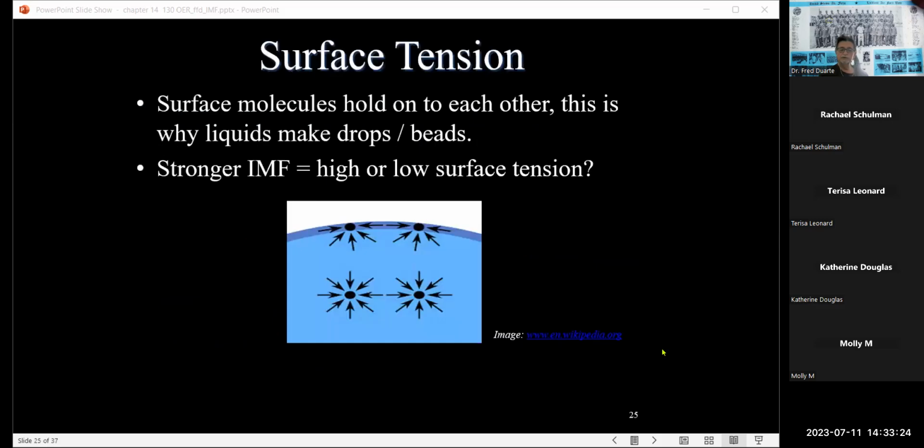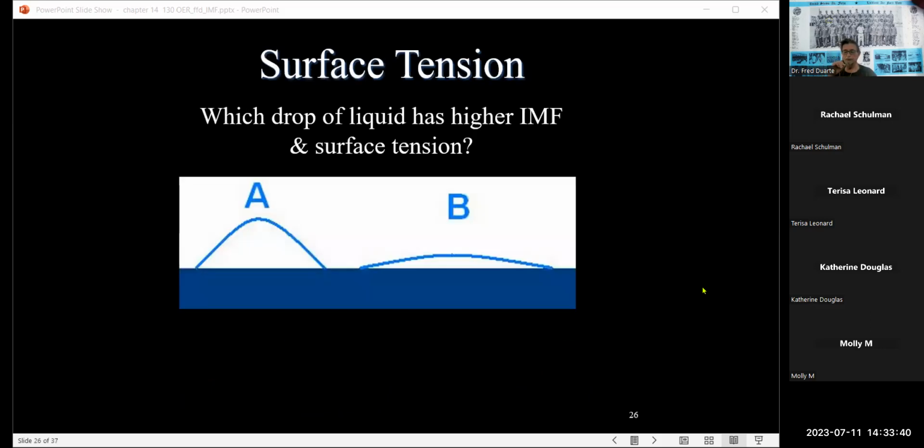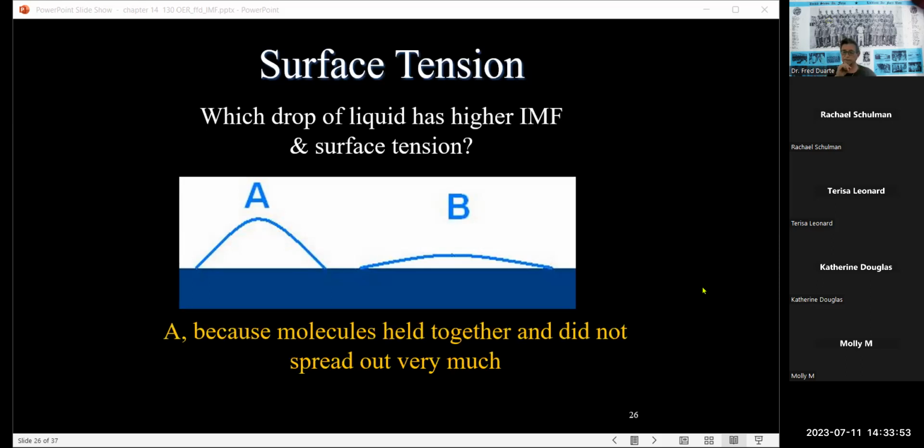With respect to surface tension, for the same reasons, a high IMF means that you have a high surface tension. And so as I explained earlier, if we put two drops of two different molecules, A and B, and you look at A, the fact that it beads up more would suggest that it has a higher IMF, because the molecules are being held onto each other much tighter than B. B, not so much, that liquid spreads out.